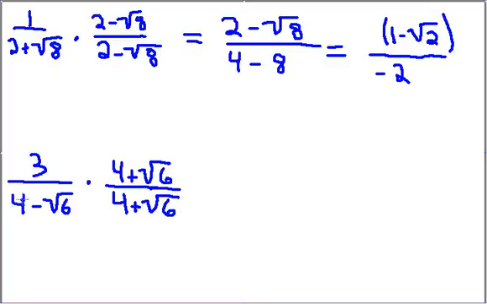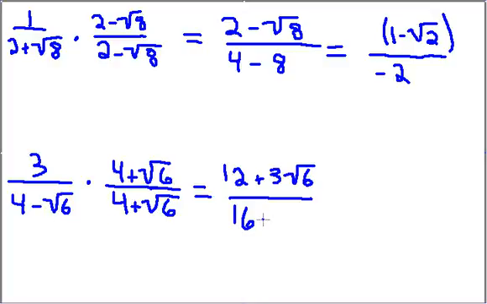See, once again, here's our a minus our b, our 4 minus radical 6, and here's a plus b, 4 plus radical 6. We can now go ahead and multiply it out. 3 times 4 is 12. 3 times radical 6 is 3 radical 6. Then in the bottom, 4 times 4 is 16. Our 4 times plus radical 6 and our 4 times minus radical 6 cancel each other out. And then minus radical 6 times positive radical 6 is a minus 6.